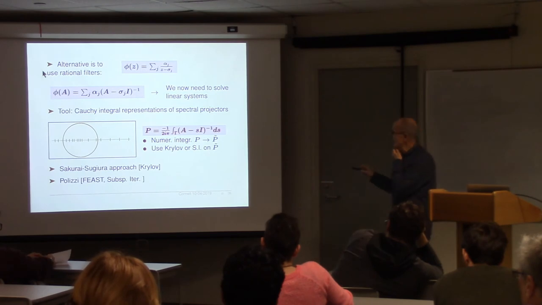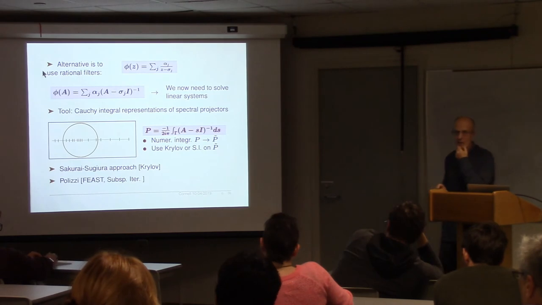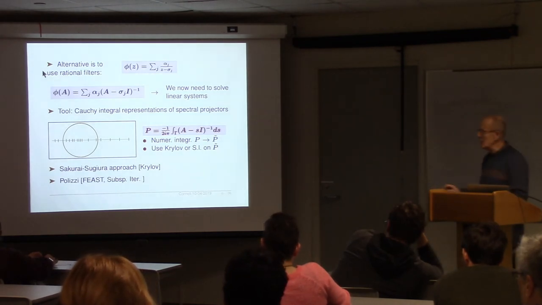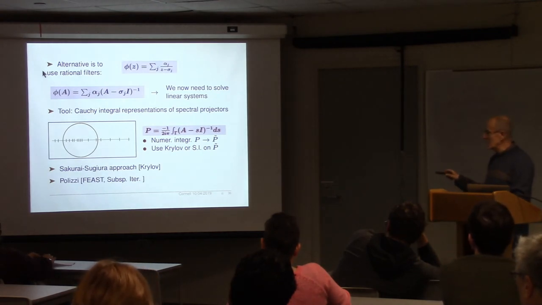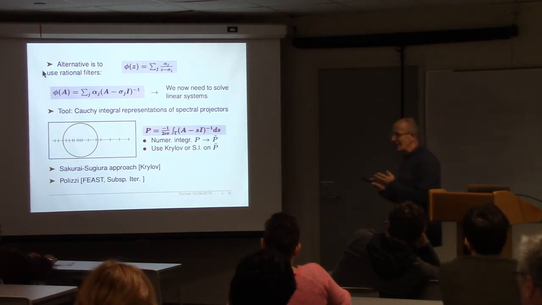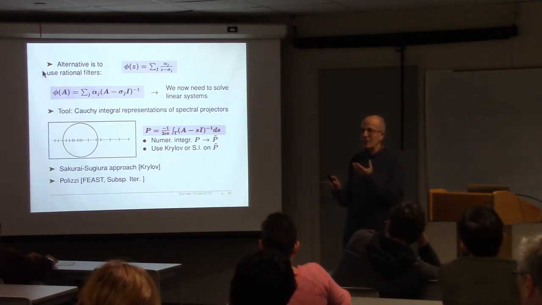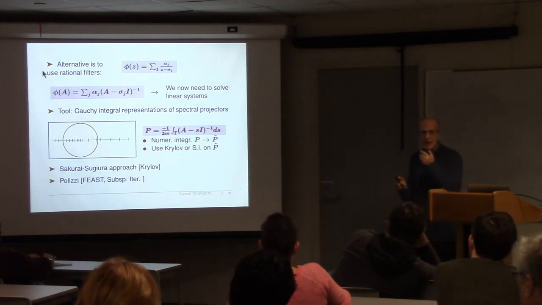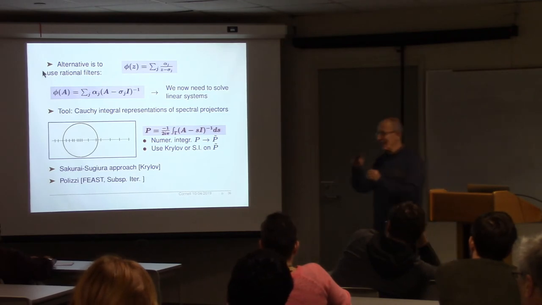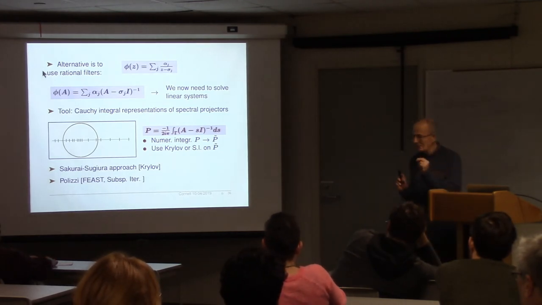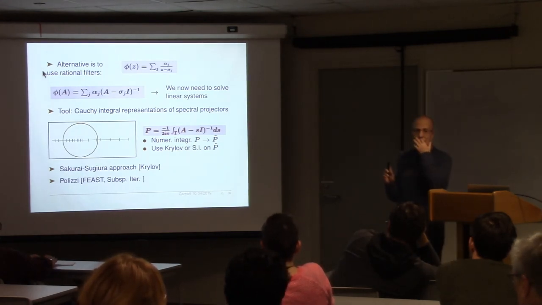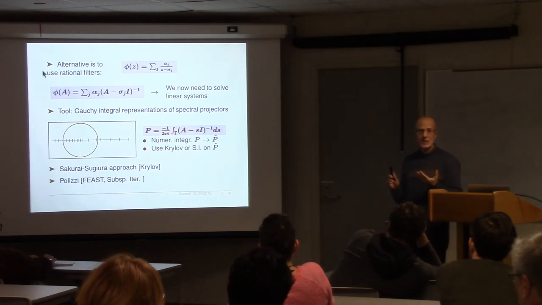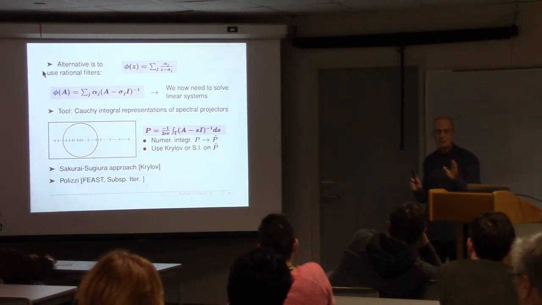And this is used in FEAST. Sakurai and Sugiura had a method that was developed earlier than Polizzi. But the method was based on Krylov, and people didn't pay attention to it for a couple of reasons. One, it was published in an obscure Japanese journal. It was not too visible. And the second one, I think, is because the technique was not too well presented. There was some potential for instabilities, and people just stayed away from it.